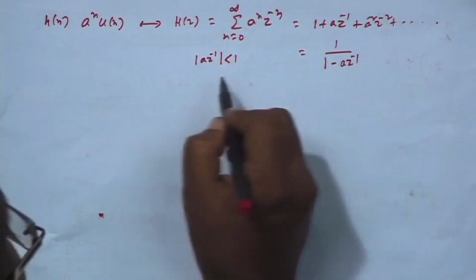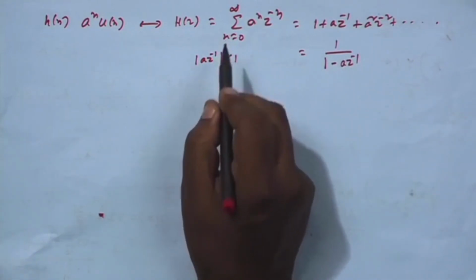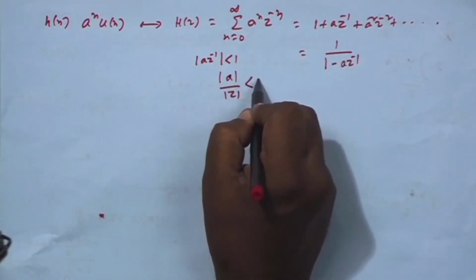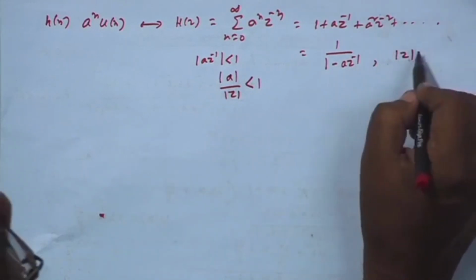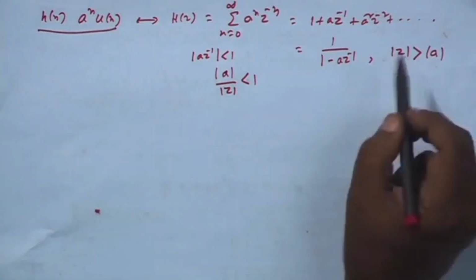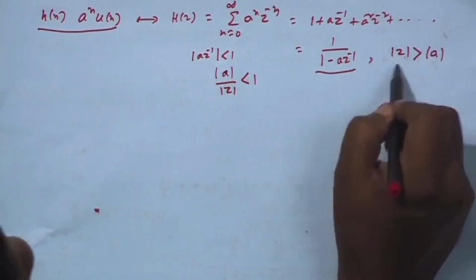But if it is true, this means mod a z inverse, that is mod a by z, and mod of a by z is mod a by mod of z. This we have seen earlier. It is less than 1, which means the ROC will be outside a circle of radius mod a. So, if I give you this sequence, its Z transform is this, but the ROC is mod Z greater than mod a, that is one.